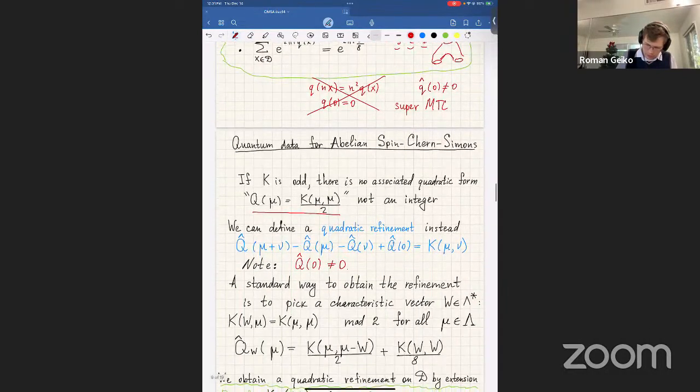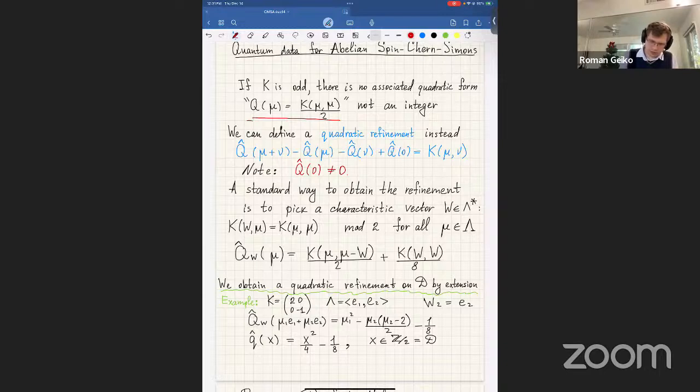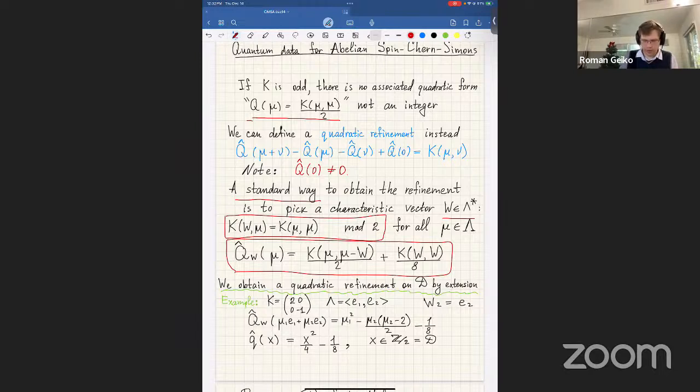Let me tell you how to obtain this quadratic refinement. We can just have a quadratic form, and there is no canonical way to obtain a quadratic refinement, but there is a standard way. We pick a characteristic vector W from the dual lattice, and it satisfies this condition for all elements of the original lattice. So K mu mu should have the same parity as the pairing with W, and then we will have a good quadratic refinement. This is a constant coefficient, but it's here for convenience. Interestingly, this is an integer number, so I can divide K by 8 and still obtain an integer.